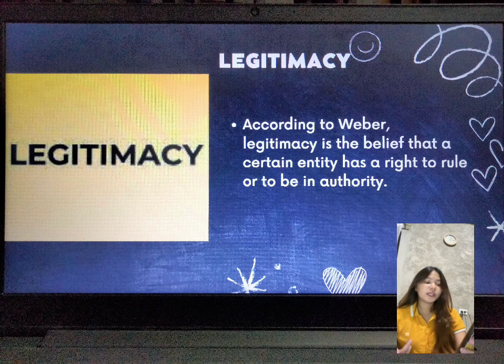Legitimacy. According to Weber, legitimacy is the belief that a certain entity has a right to rule or to be in authority. Legitimacy is commonly defined in political science and sociology as the belief that a rule, institution, or leader has the right to govern. It is a judgment by an individual about the rightfulness of a hierarchy between rule or ruler and its subject, and about the subordinate's obligation toward the rule or ruler.